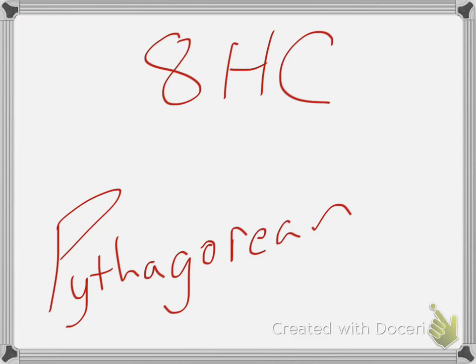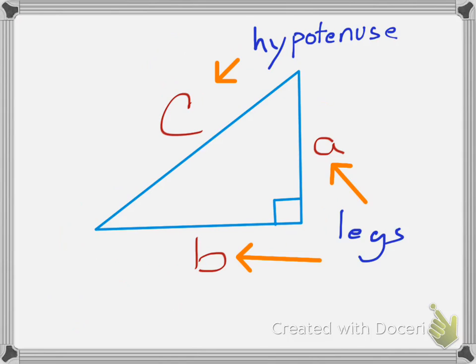Alright, 8th grade honors class, we're doing Pythagorean theorem. We're going to start off with a triangle. Here's a right triangle. The reason why you know it's a right triangle is because it has a right angle symbol right there. Imagine that.